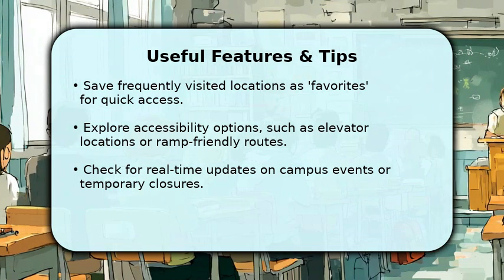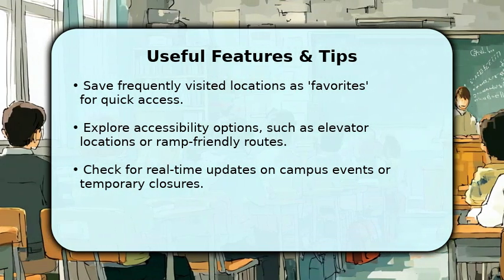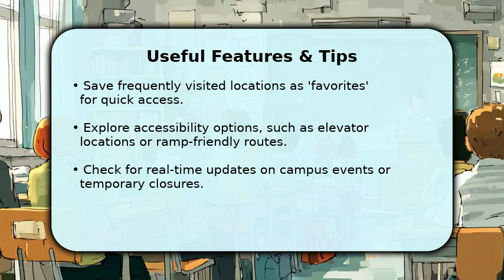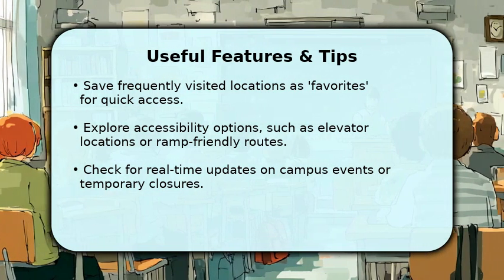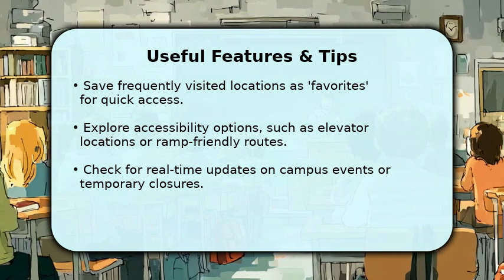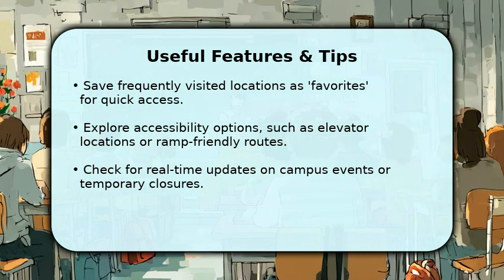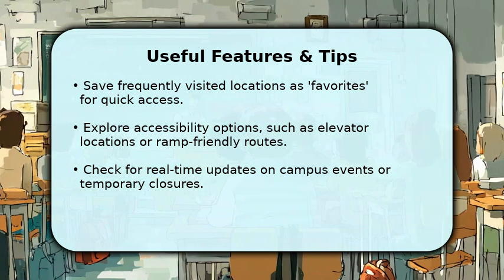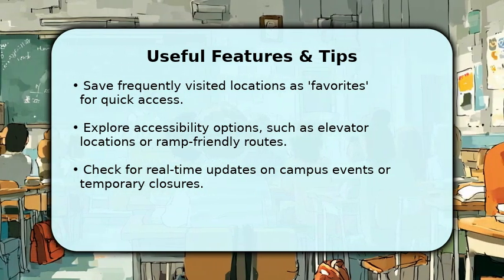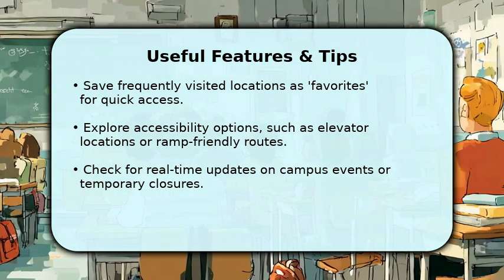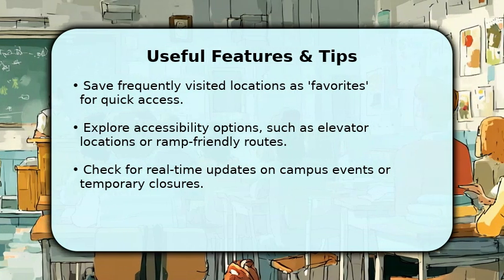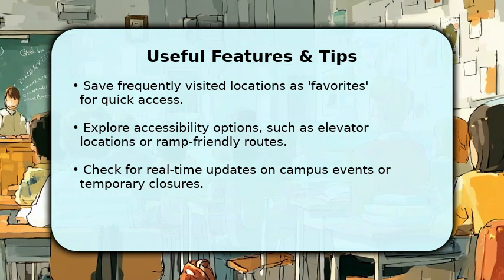Make the most of the app by using its useful features. You can save frequently visited spots, like your homeroom or the cafeteria, as favorites for quick one-tap access later. Additionally, explore the accessibility settings. This feature can guide you to routes with elevators or ramps, ensuring easy navigation for everyone. Always check for real-time updates within the app, which might include temporary campus closures or special event locations, keeping you informed.